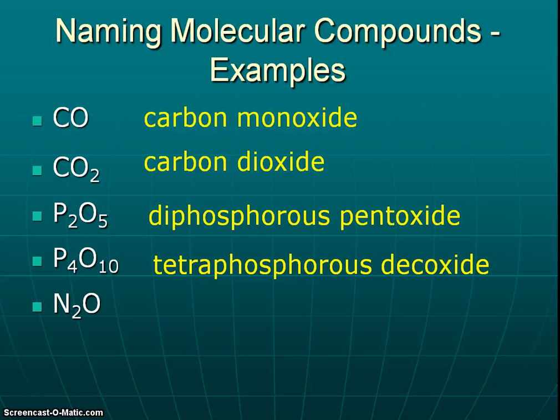And the last one is dinitrogen. And then since you have 1 oxygen, it's just monooxide, but again, you can drop the O, so it becomes dinitrogen monoxide.